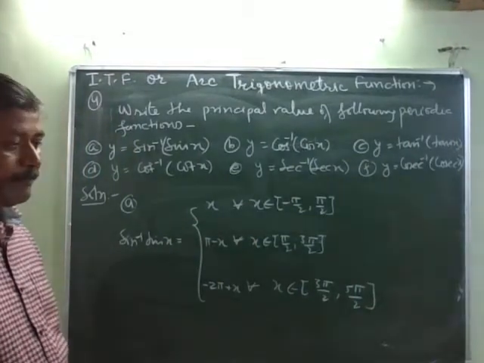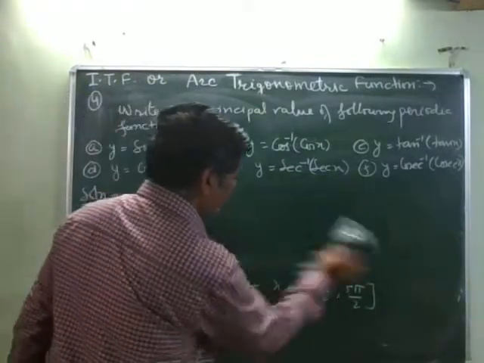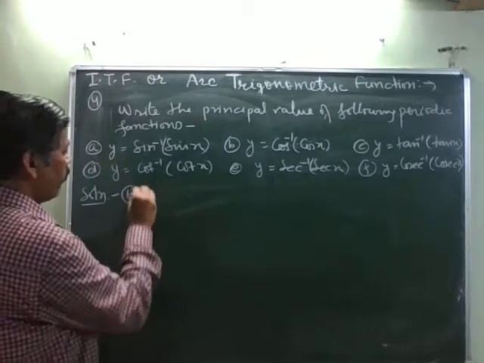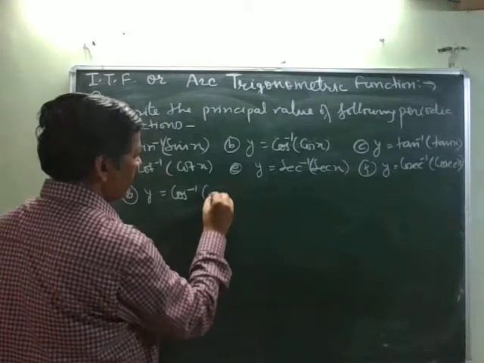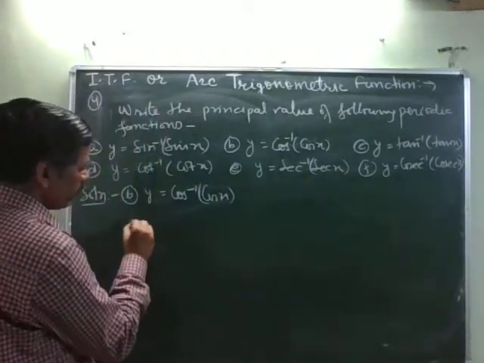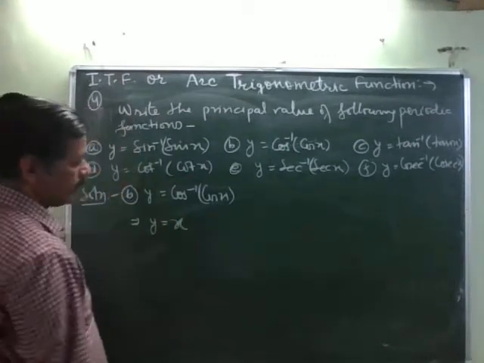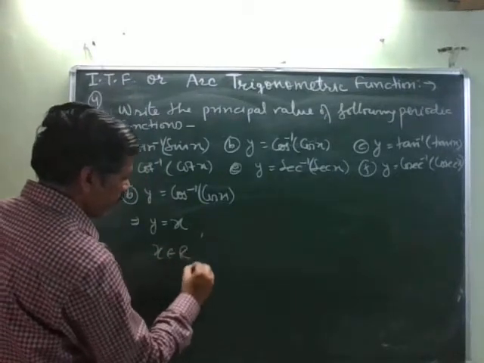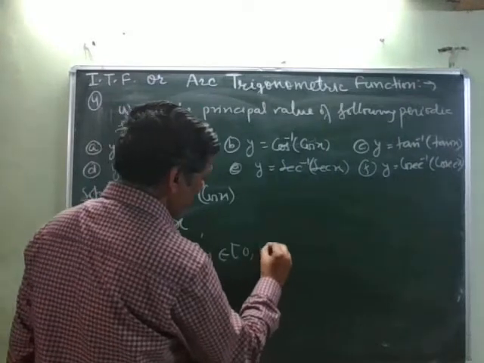Now part B. Y is equal to cos inverse cos x. It will come out, as we have done in the sine inverse function, y is equal to x. Here x belongs to R while y belongs to 0 to pi.